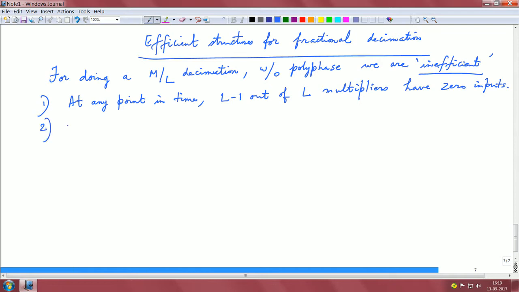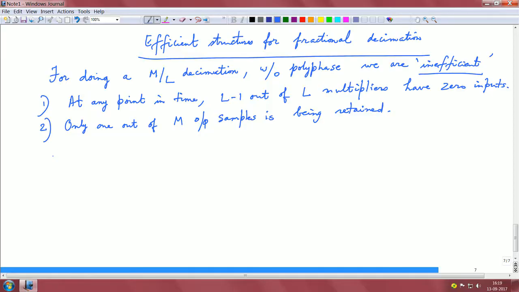Second, only 1 out of M output samples is being retained. I think this is very important. These 2 points are really very important for us: what happens in upsampling, and what happens in downsampling.